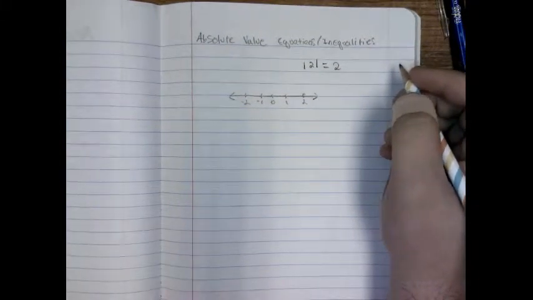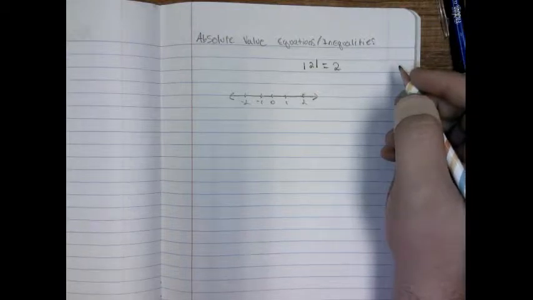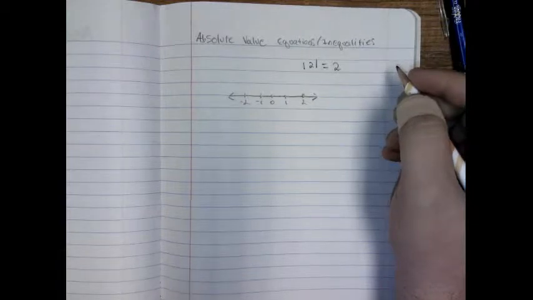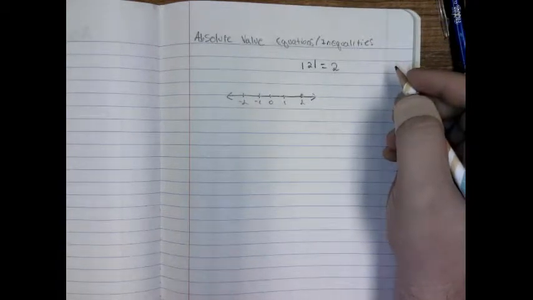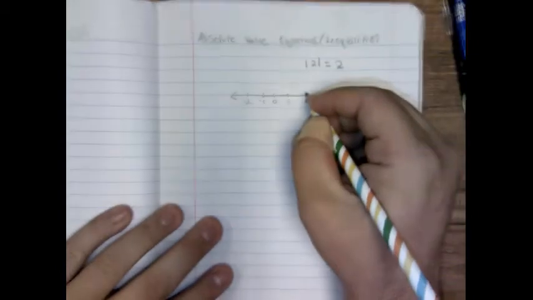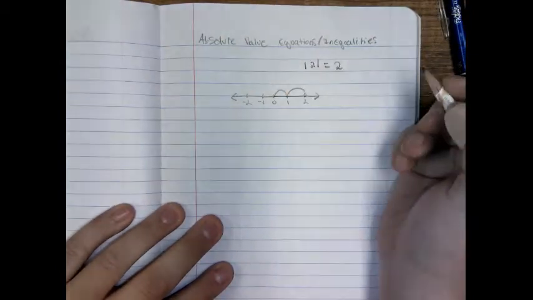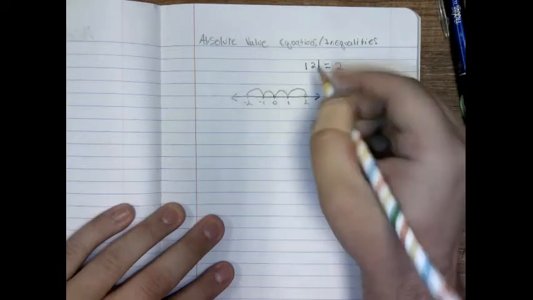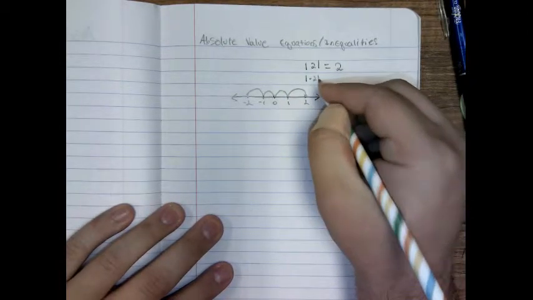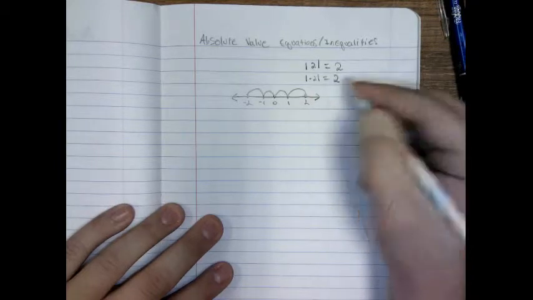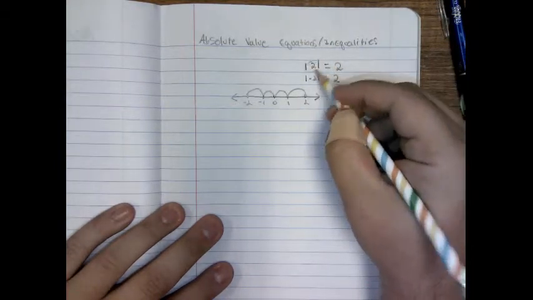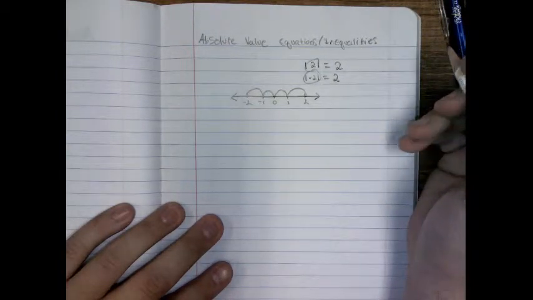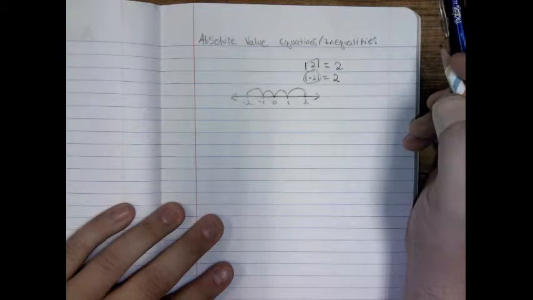Now, is there another number that is also 2 away from 0? The reason we use a number line here is because number lines go in both the positive and the negative direction. While 2 is 2 away from 0, -2 is also 2 away. So the absolute value of -2 is also 2. So we're going to have two separate answers when we do absolute value equations and eventually absolute value inequalities.